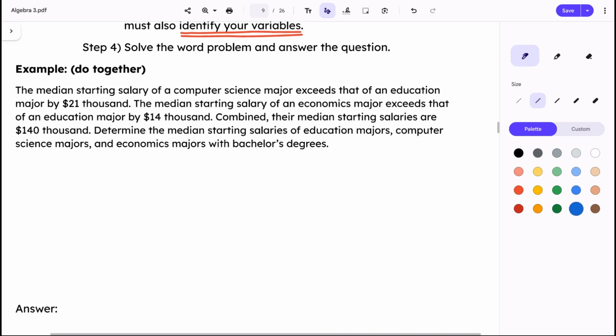So let's write out some things that we know here. And I'm going to abbreviate a couple of things. I'm going to abbreviate computer science with CS. And then I have economics, so I'm going to abbreviate that with E. And then I'm going to do ED for education.